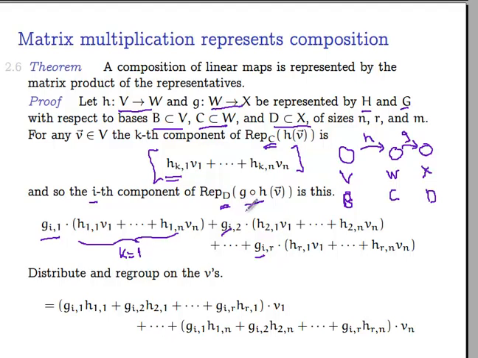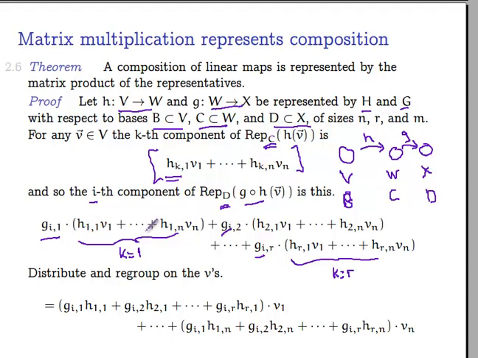This is the expression up here with k equals 2. Here's the expression with k equals r. So we're doing the same thing we did up here, only this time, instead of taking the components of v, we're taking the components of H of v in its representation in the C basis.